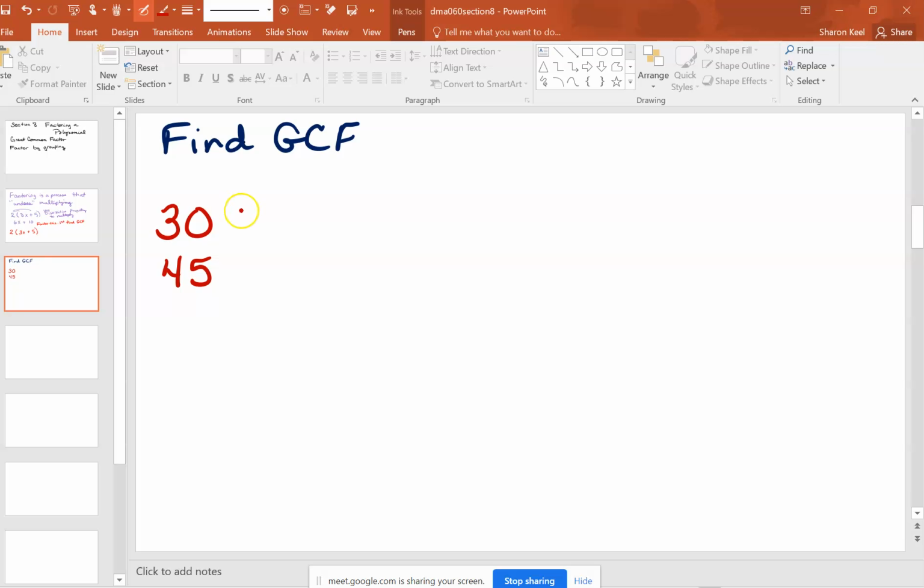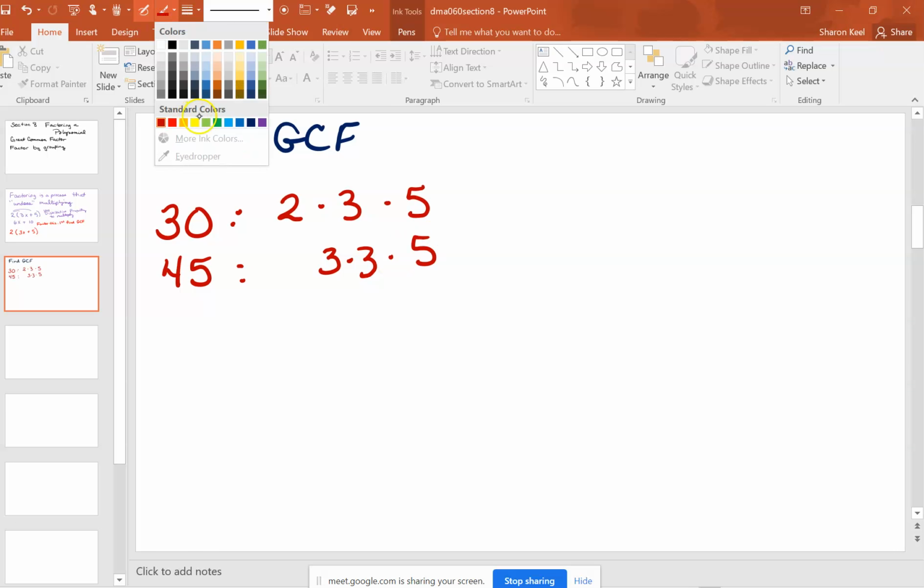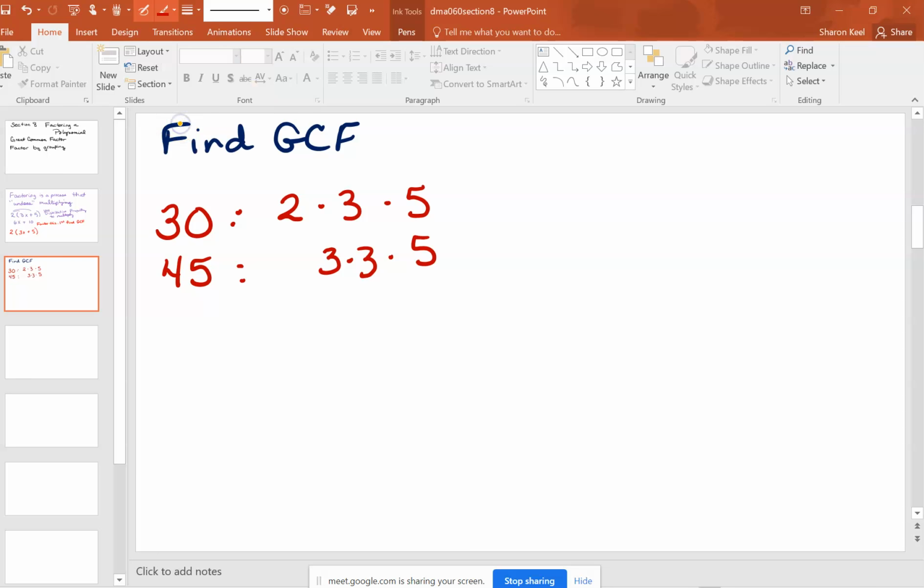If I were to factor the number 30, 30 would be 6 times 5. 6 can be factored as 2 times 3, and then 6 times 5 is 30. For 45, I would have 9 times 5. So the 9 is going to be 3 times 3, and 9 times 5. So if I factor to prime numbers, I could then look and see what do they have in common.